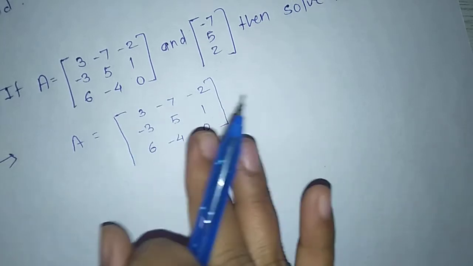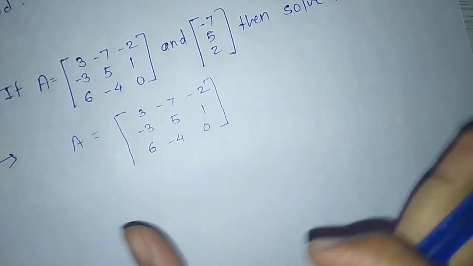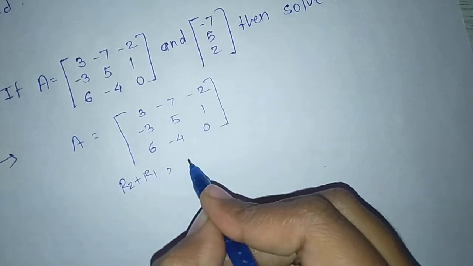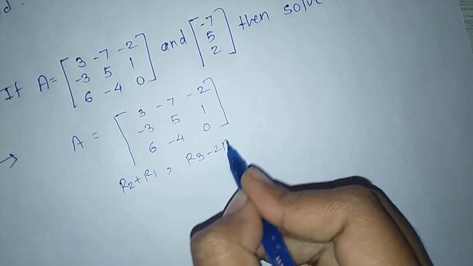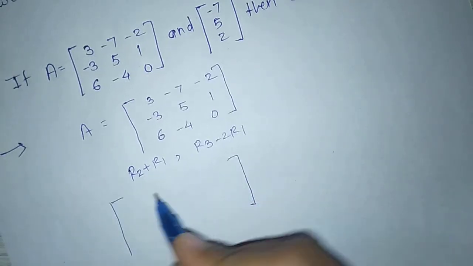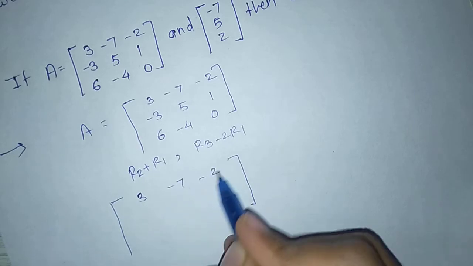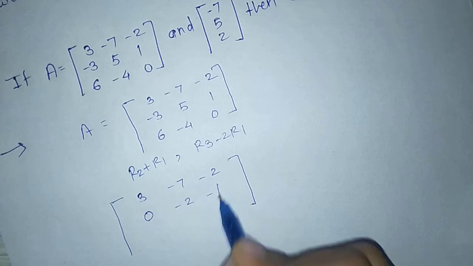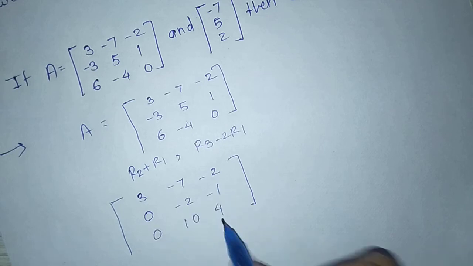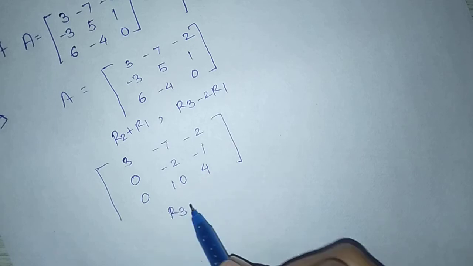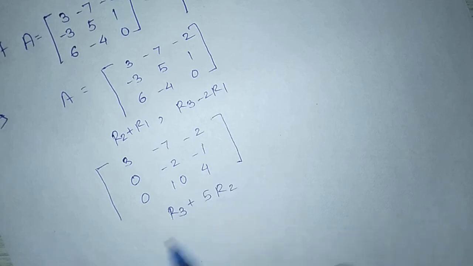Reduce it into row echelon form with suitable row operations. First row operation: R2 plus R1, next R3 minus 2R1. Then the first row is as it is, 3, -7, -2, and the second and third rows become 0, -2, -1 and 0, 10, 4. Next row operation is R3 plus 5R2.